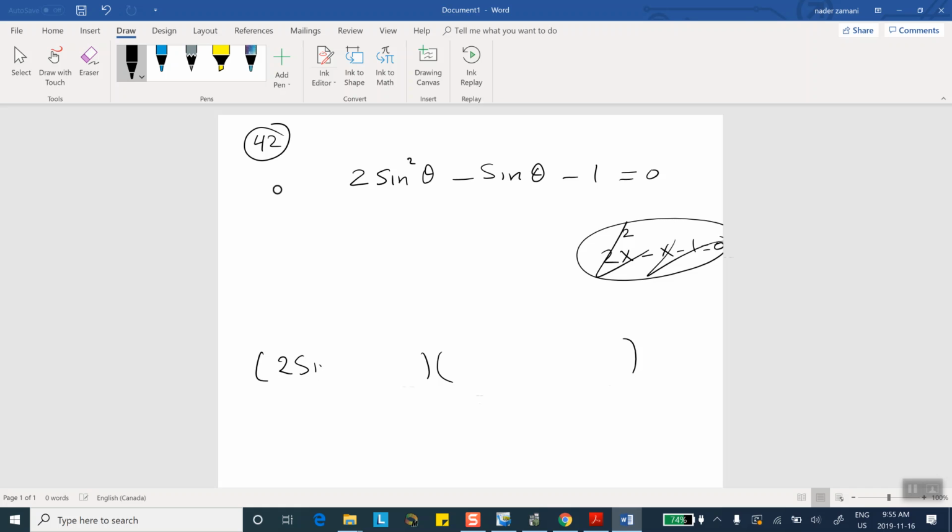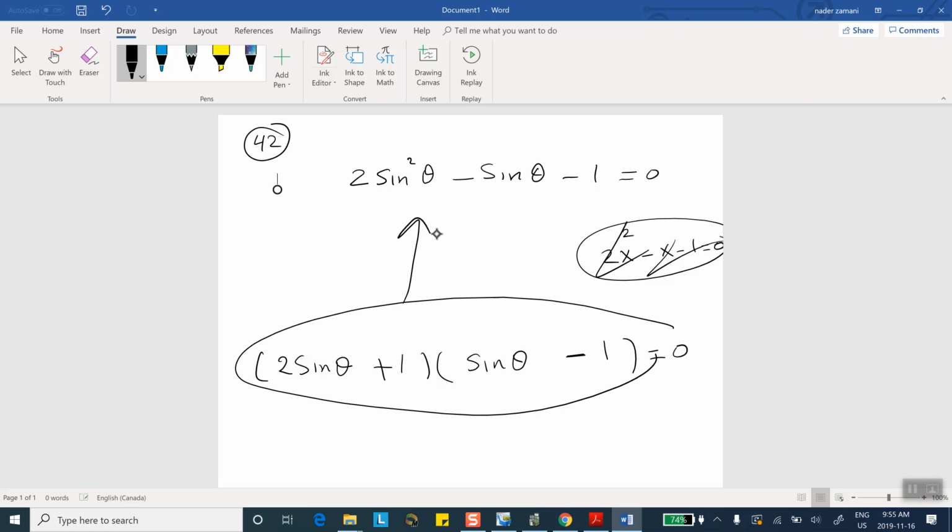So it's going to be 2 sine theta. We may be able to do it, by the way. And then you put a 1 and a 1 here. You fool around with the algebraic signs so that you get a minus 1 over there. So obviously it's going to be like this. If you foil this, you're going to get exactly what's up there.